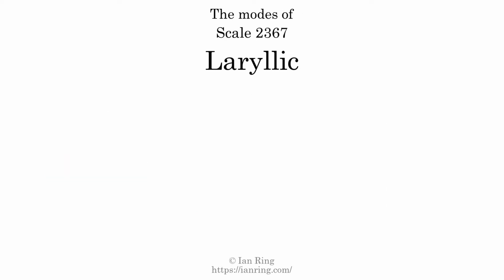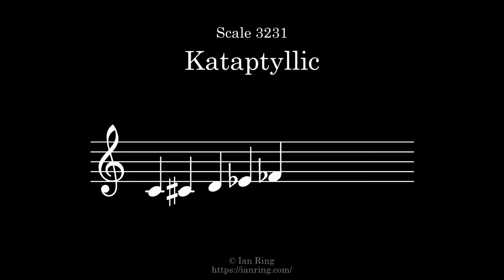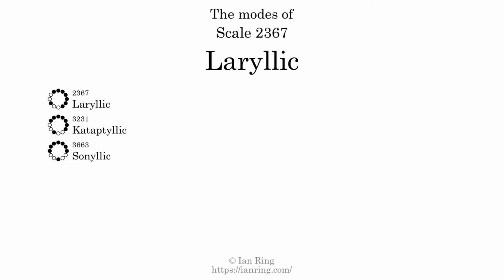This scale has 8 modes. The first mode is itself. The second mode is scale 3231, also known as cataptillic. It sounds like this. The third mode is scale 3663, also known as Laryllic. It sounds like this.